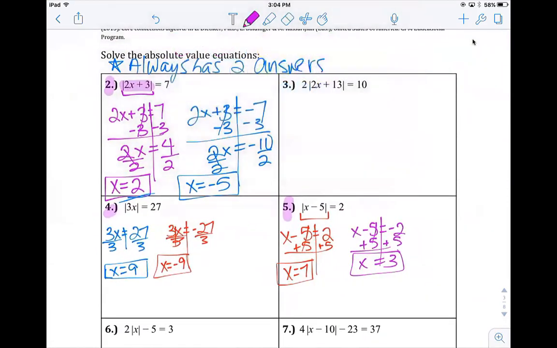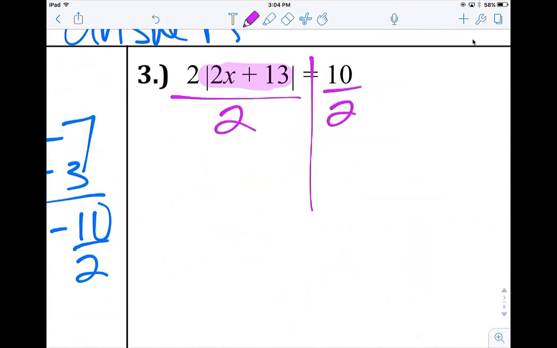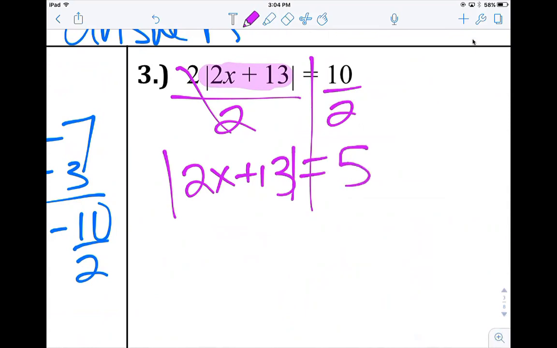So for problem 3, the first thing we want to do is make sure that the absolute value is isolated. So we are going to want to get that by itself. The first thing we're going to do is do not distribute. A lot of times people are like, oh, I'm going to multiply in there. No, you cannot distribute with absolute value. So the absolute value is being multiplied by 2. So we're going to do the opposite, which is divide by 2. So we get absolute value of 2x plus 13 now equals 5.